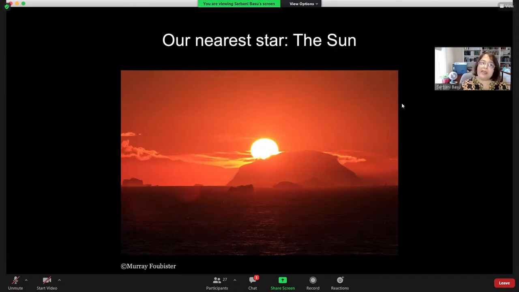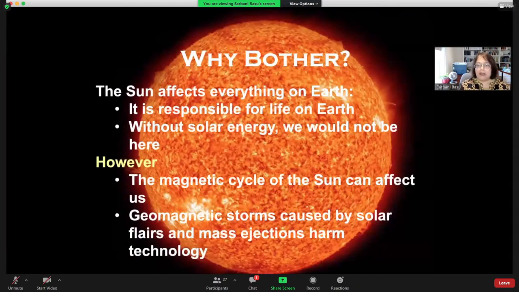However, we have more vested interest in studying the sun. I mean, the sun affects everything on Earth. I know it's a truism. We are told that without the sun, there wouldn't be life on Earth. Without solar energy, we would not be here. Because every form of energy that we use, whether it's renewable energy or not, it's still triggered by sunlight, by the energy from the sun.